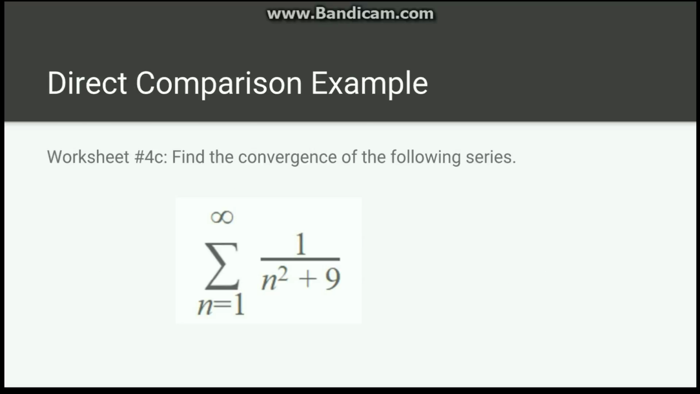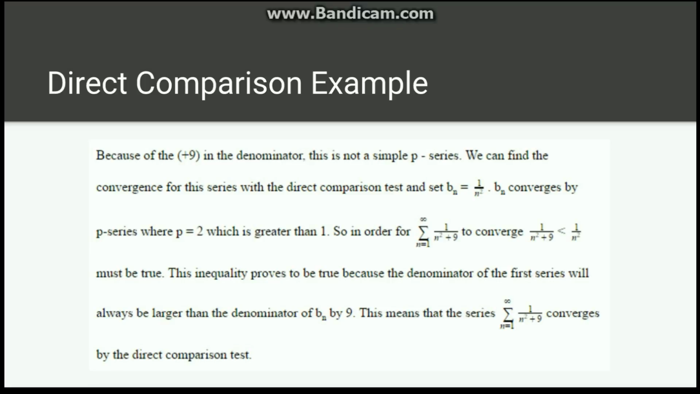A great example is number 4c on the worksheet. Find the convergence of the following series, 1 over n squared plus 9. Because of the plus 9 in the denominator, we can't just say this is a simple p series. So we set b sub n equal to 1 over n squared, which converges because it's a p series where p equals 2.